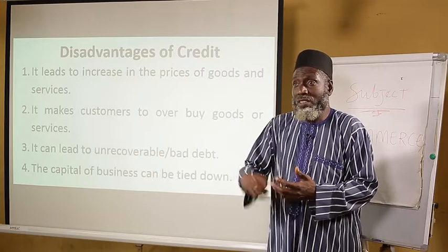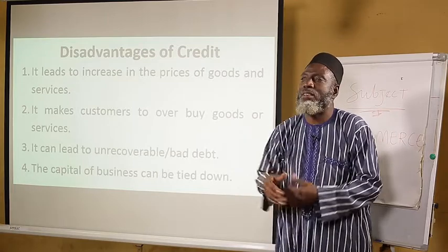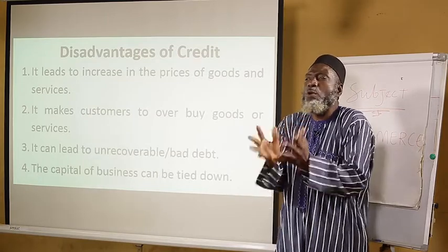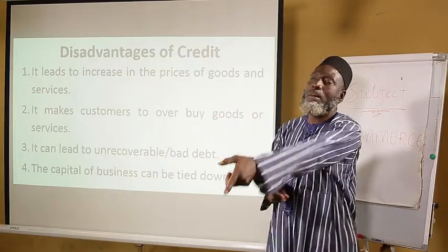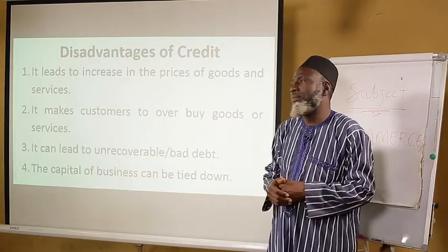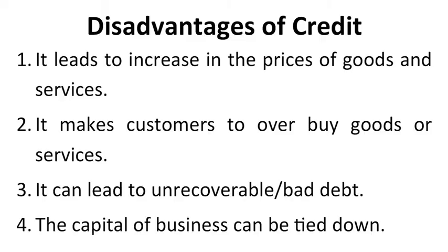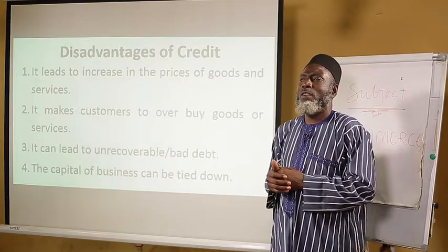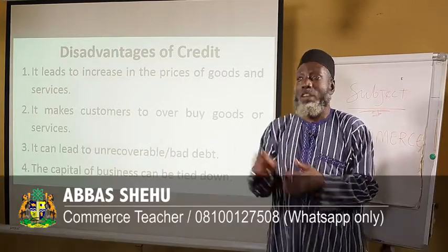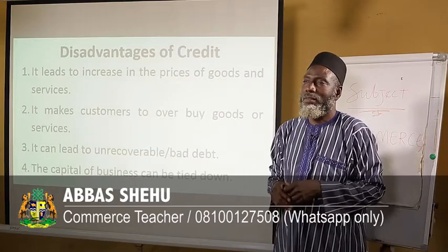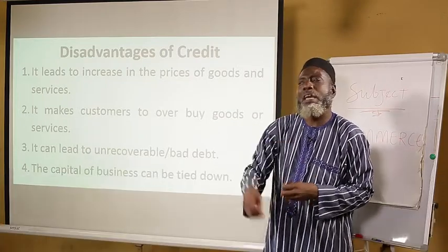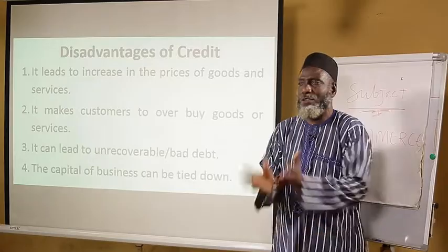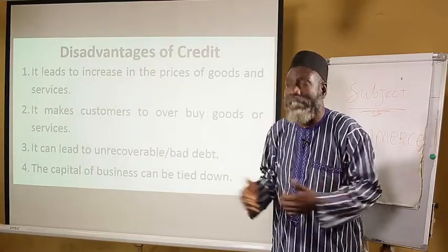Some sellers, because they are selling goods on credit, increase the price, unlike when you are buying and instantly making cash payment. Number 2, it makes customers overbuy goods or services. There are some people who are credit inclined. Whenever they see something that is sold on credit, they rush to buy, thereby overbuying goods to the extent of even buying what they don't need.